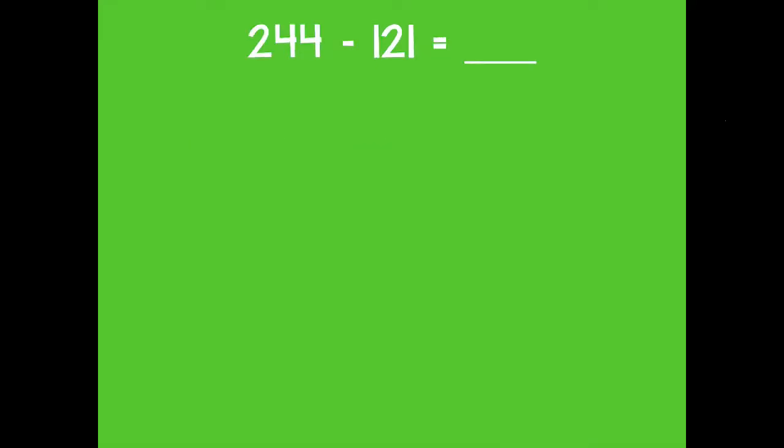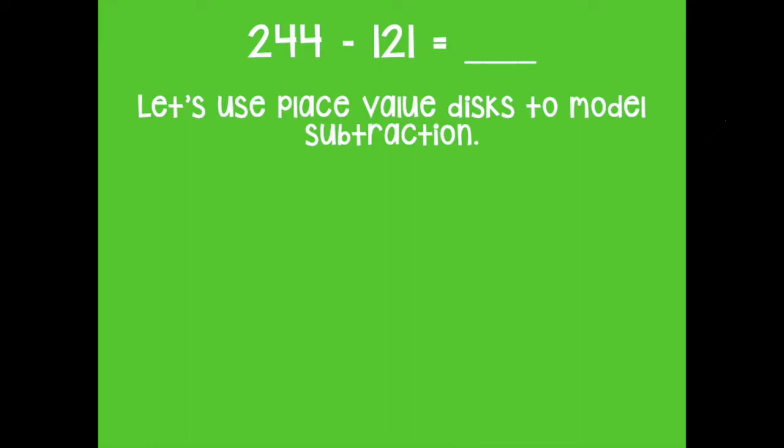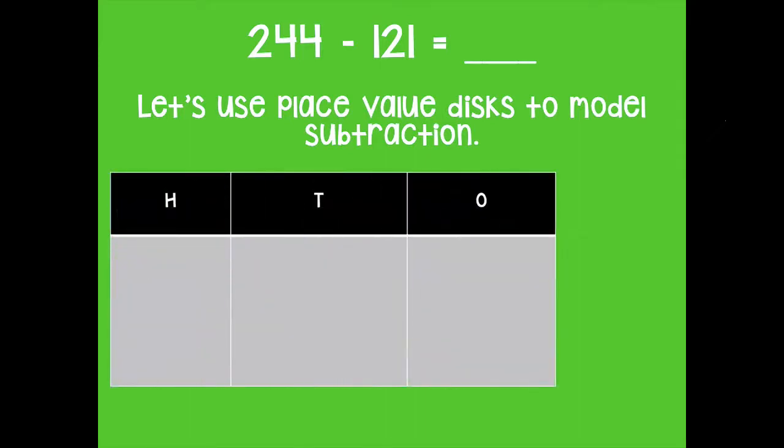All right, friends, here's our first problem. 244 minus 121. So let's use place value disks to model subtraction. So here's my place value chart. And I'm going to rewrite this problem vertically because we've been doing a lot of work with the vertical form. So make sure that when you write your numbers again, you're always writing them lined up nice and neat. The ones place are lined up together, the tens place are lined up together, and the hundreds place are lined up together. Now again, friends, when we're using subtraction, do we model both of the numbers on our place value chart?